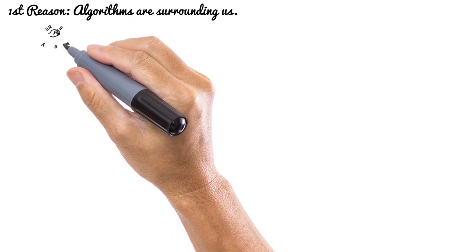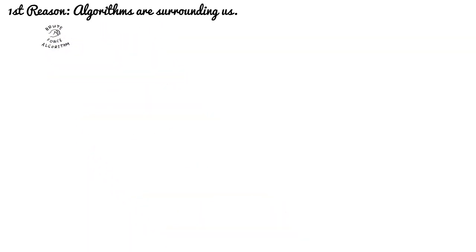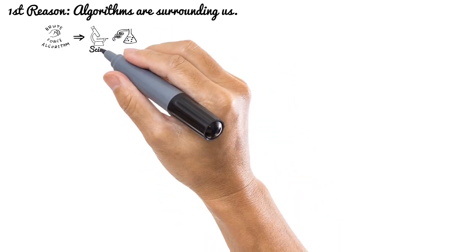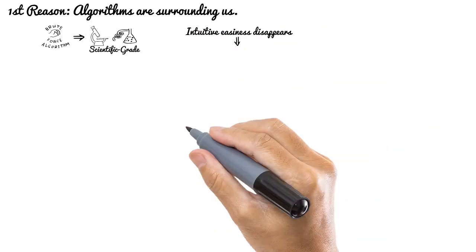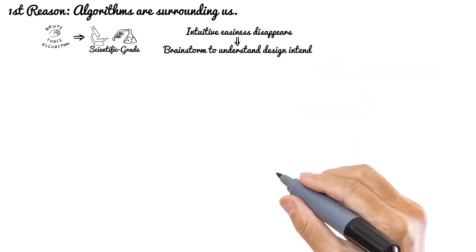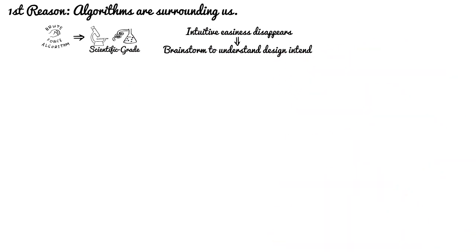Let's move to the second reason why to learn algorithms. From the previous video, you may come to the outcome that brute force algorithms are intuitively easier to implement, since by design they check every input data item for solution finding. They give a proper result in case of no obvious mistakes, but usually work in a not optimal, not effective way. When it comes to scientific grade algorithms with the goal to improve order of growth, intuitive easiness usually disappears. So you need to brainstorm to understand the design intent and conclude that the algorithm is a correct algorithm. In other words, it gives a proper result for any input data.